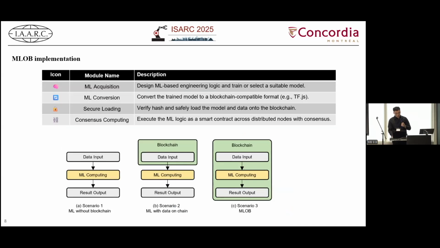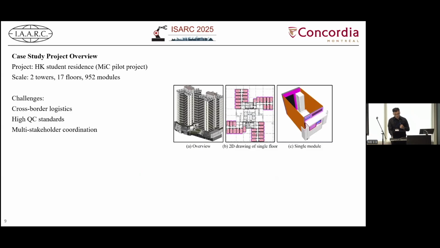To implement the MLOB paradigm, it includes 4 steps. The first is machine learning acquisition, and the next is the conversion, and the next is the safe loading, and the last is the consensus computing. In another word, to summarize, it can be shown as this figure. We can see that all the data input, the machine learning computing process, and the result output can be protected in the secure, safe environment in blockchain.